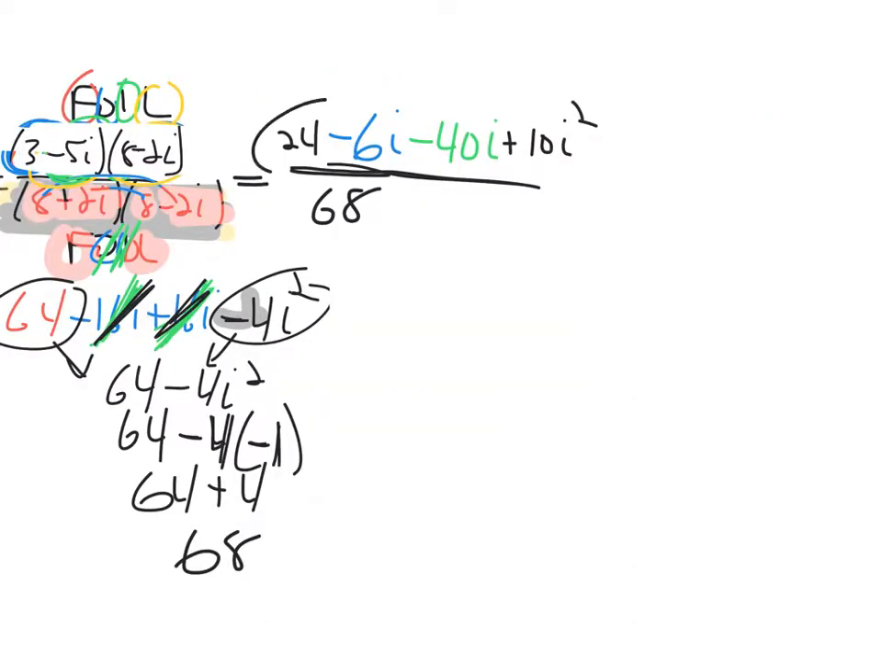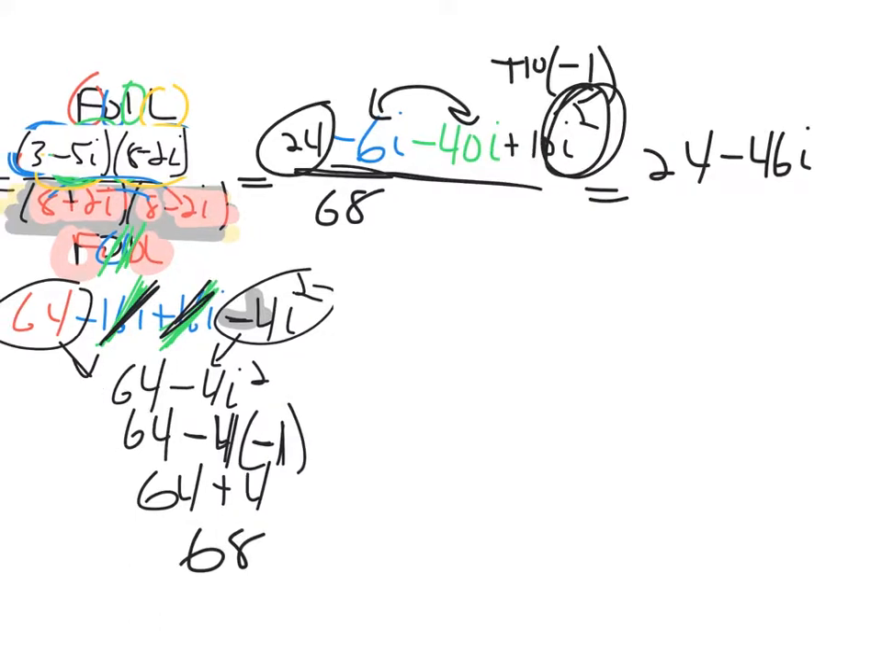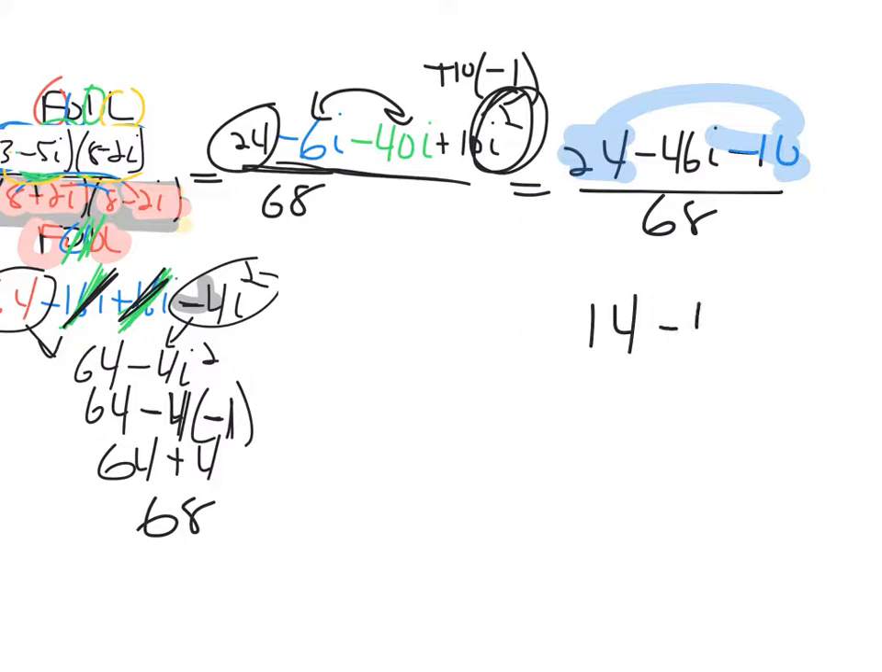So here I'm going to have 24, and then negative 6i and negative 40i gives you negative 46i. But i squared, we said before, was just negative 1. So here you have positive 10 times negative 1, or a negative 10. And this is all over 68. And then I have 24, take away 10 is 14. So I have 14 minus 46i over 68.